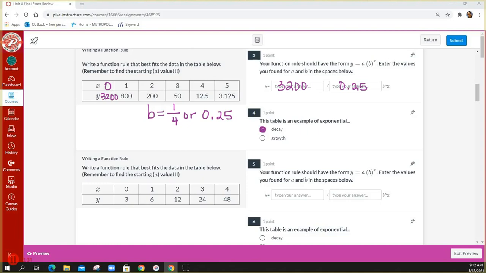For numbers 5 and 6, this table already begins with the 0. So a is 3. I don't have to go backwards. B is what I'm multiplying by, and the numbers appear to be doubling, so I'm multiplying by 2. So my formula would be y equals 3 times 2 to the power of x. These numbers are getting bigger, so this one would be growth. Can't really see it, but at the bottom we would select growth.